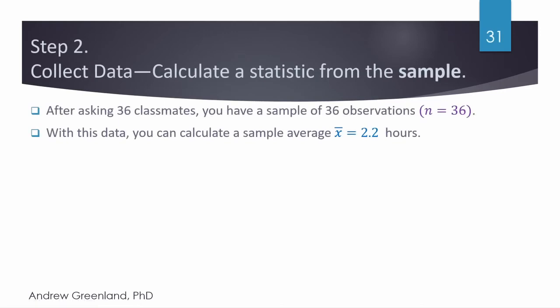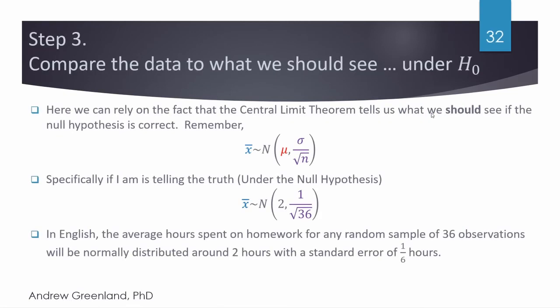So again, we're going to calculate our sample average from the 36 observations we have. This is the same as before. We're going to use the central limit theorem to determine what set of sample averages are plausible by plugging in the population mean under the null hypothesis, which is 2, the standard deviation, which is 1 hour, and the square root of the sample size, which is the square root of the number of observations, or 36.